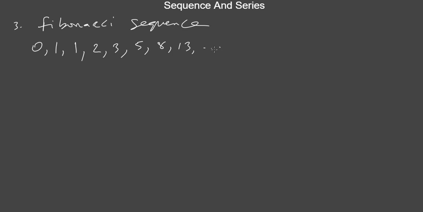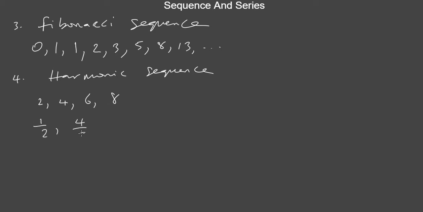So let's take a look at another one. Another one is known as harmonic sequence. In this case, it's like an arithmetic progression that has been inverted. So let's say this is a typical arithmetic progression. If you take the reciprocal, which is 1 over 2, 1 over 4, and 1 over 6, and 1 over 8, this becomes a harmonic sequence. So there are other types of sequence, but I'm going to stop here.